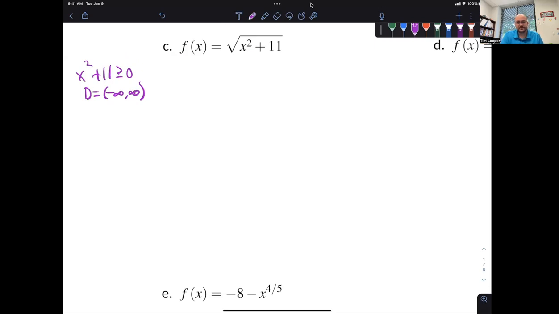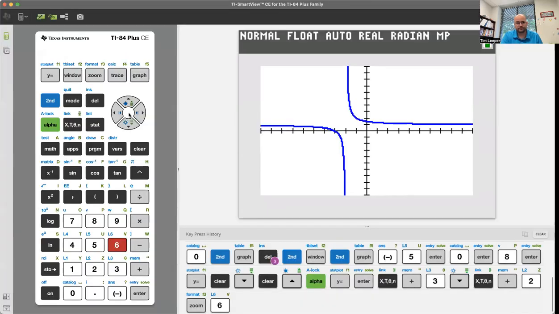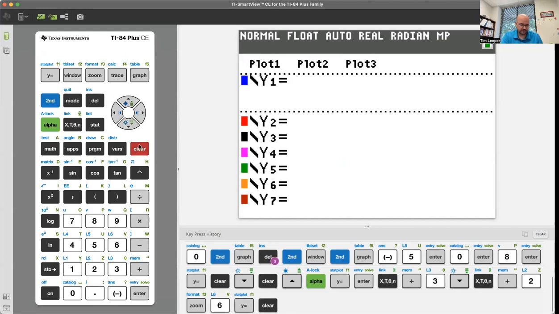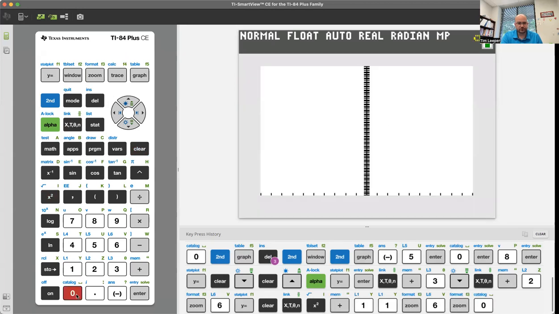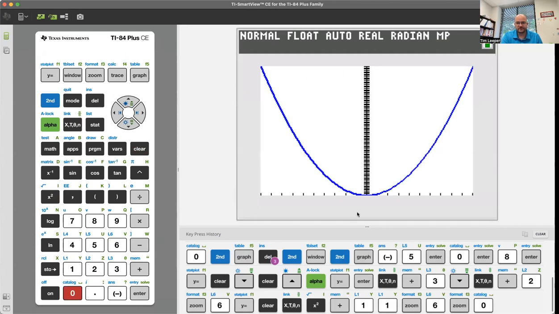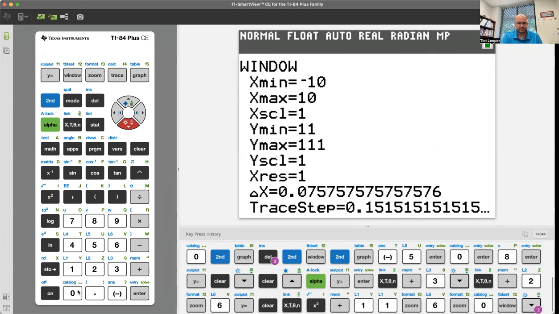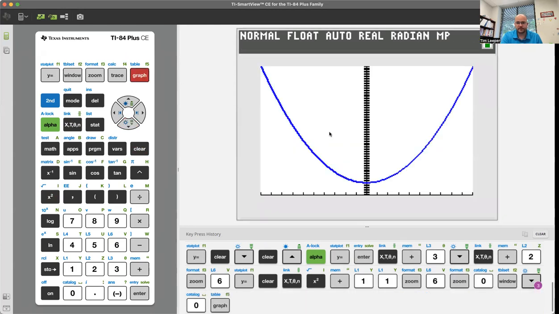Now, another way of seeing that, if we go to the calculator, go to y equals, and say x squared plus 11. Now, on the standard window, you're not going to see anything, but if you press zoom 0, notice that we're always above the x-axis here. So let me change my window to have a minimum of 0 for the y. There you go. There's the y-axis. We're always above the y-axis, so this is always having a domain of negative infinity to infinity.